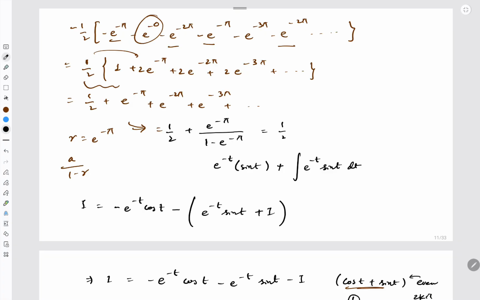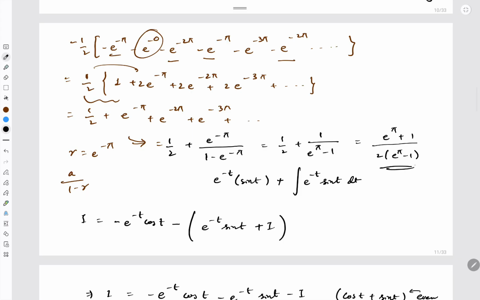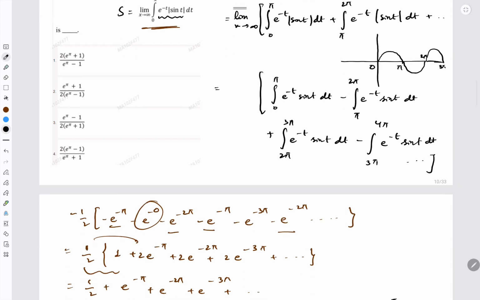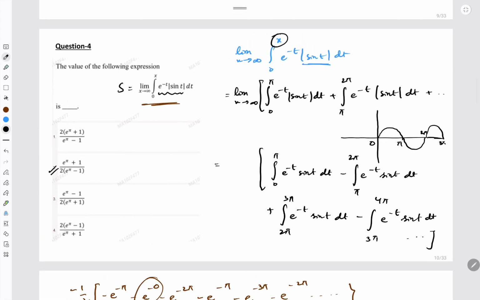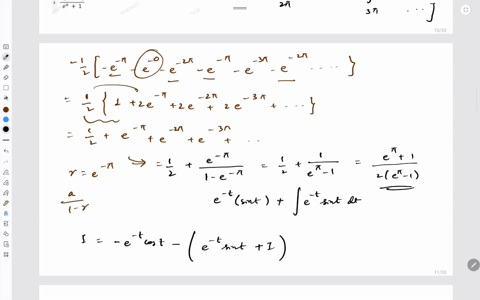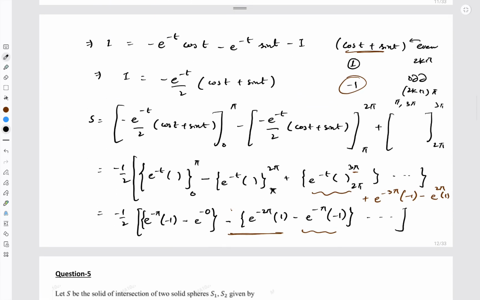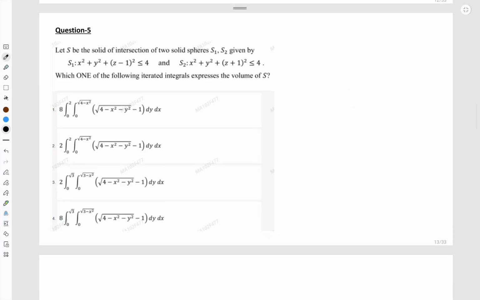So it is nothing but 1 by 2 plus, I can multiply e power pi in the numerator and denominator. So it will be 1 over e power pi minus 1. So it is 2 into e power pi minus 1 plus e power pi plus 1. So this is my answer. This is option number 2, as you can match from here. If you have not understood it, you have to write along with me to understand, right?